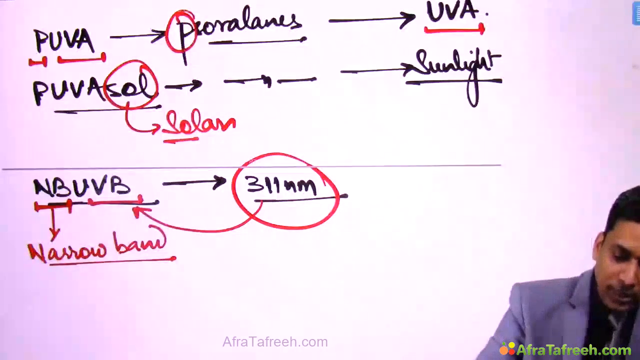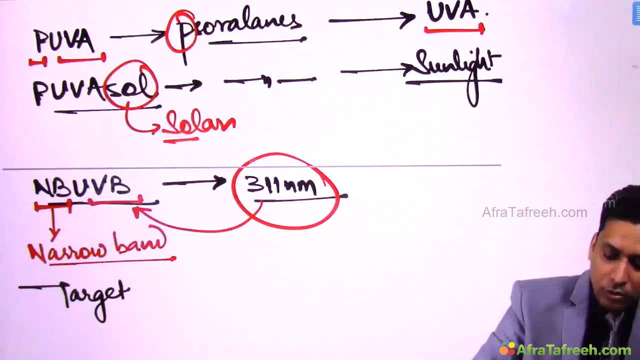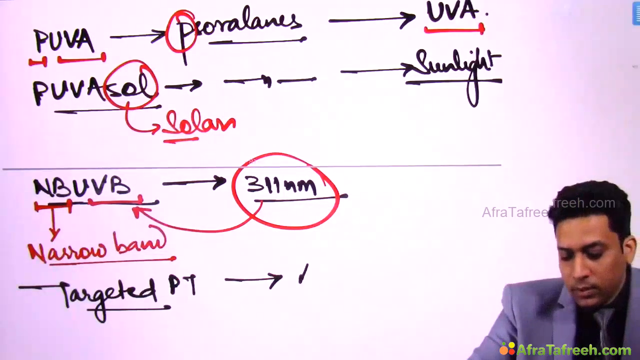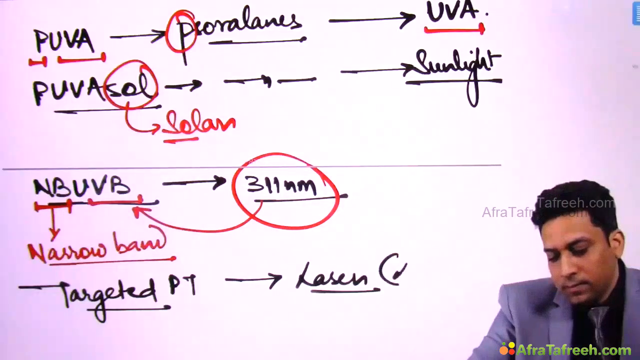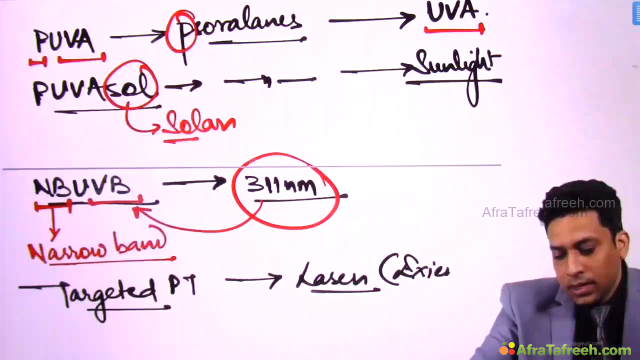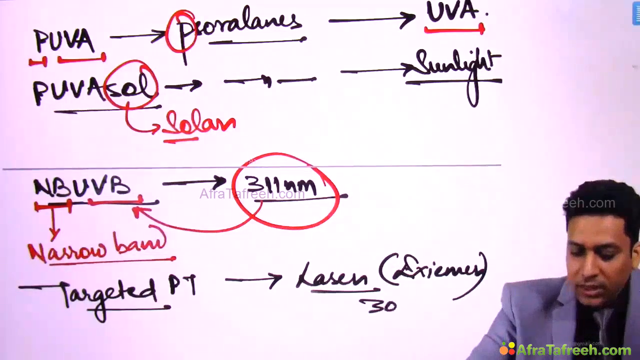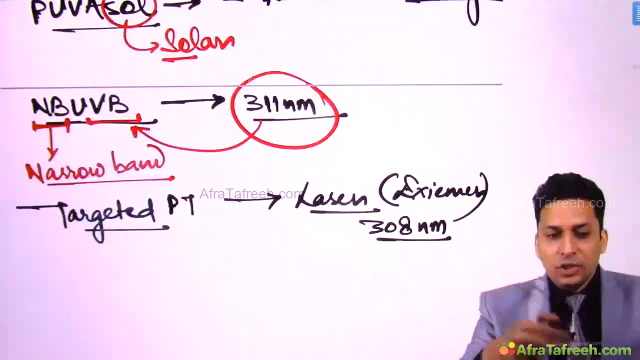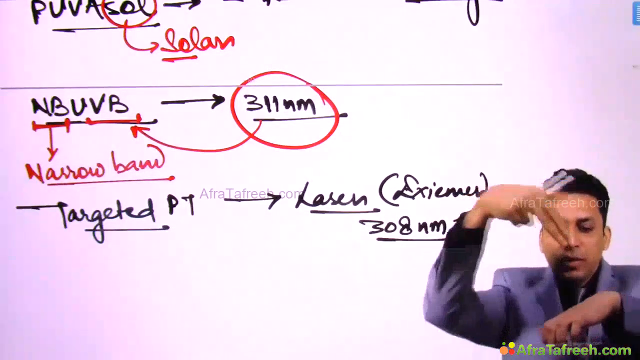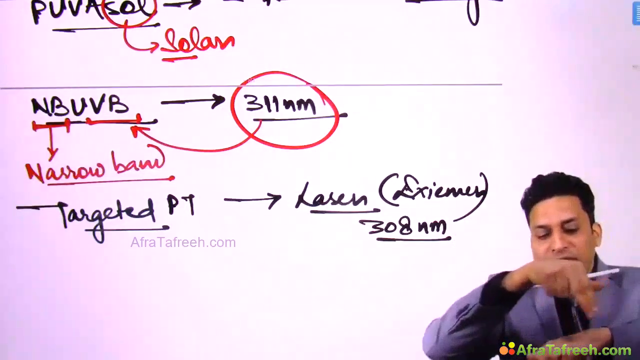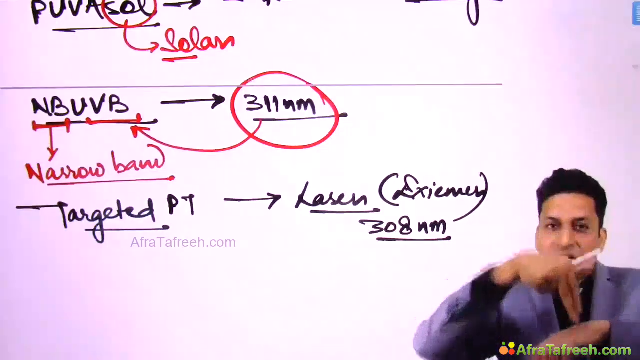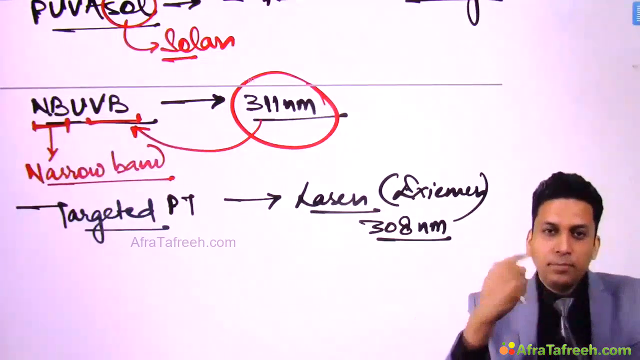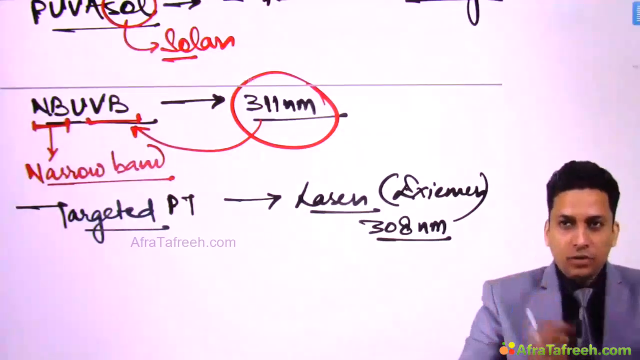There is one more form that is known as targeted phototherapy. In targeted phototherapy, we use laser. Which laser? Excimer laser, which emits light in 308 nanometer. So if you are using excimer laser, you have a laser probe with you. So with the laser probe, you can directly target the lesion without affecting the surrounding skin. So what you are doing, you are targeting the lesion. So this is known as targeted phototherapy. You are using a laser here. Okay, so these are various forms of phototherapy: PUVA, PUVASOL, NB-UVB, and targeted phototherapy.